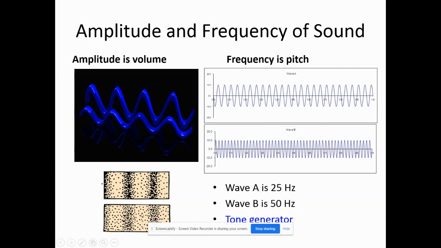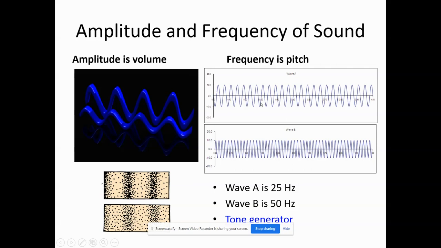Down here is the actual sound wave. This top wave has higher amplitude because the density is higher. And here you can see the graph is higher, representing higher density. And down here, the density is not as great, so the amplitude is less. This wave is louder. This wave is not as loud.